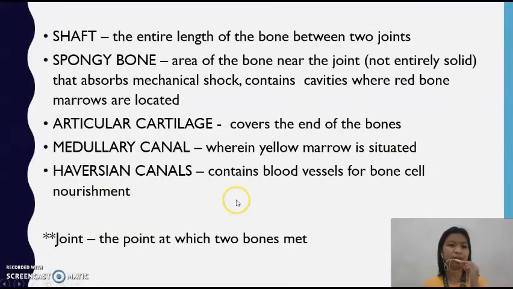Okay, so ayan na pala yun. Ayan yung shaft, spongy bone, articular cartilage, medullary canal, and Haversian canal. So, balikan nyo na lang yan. So, ayan naman lahat yung sinabi ko about sa parts of the bones.